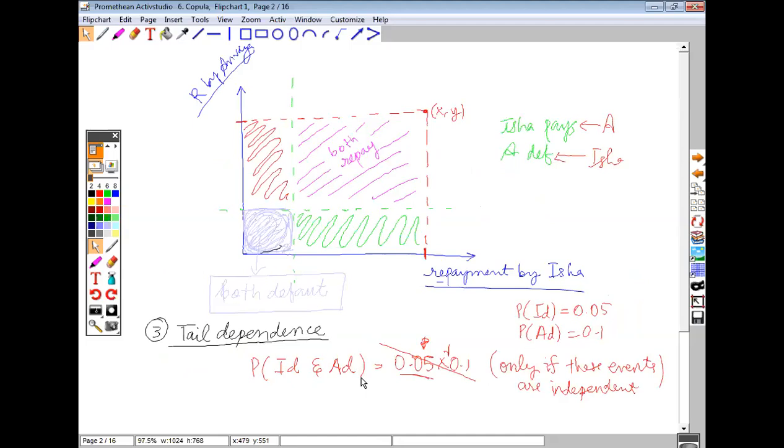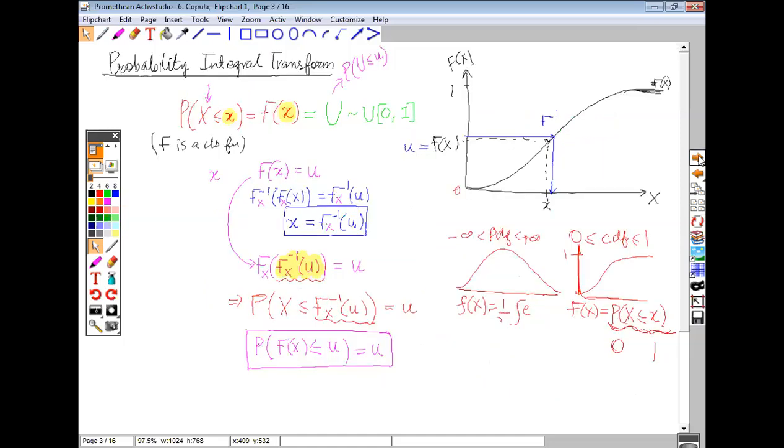So what you rather need is some kind of tool which will measure the dependence in the tails of the data set that you have at hand, because that is what you care about at this particular moment. So then we had a look at something which will later on help us to build the tool that will help us to do just that, and it is known as probability integral transform.